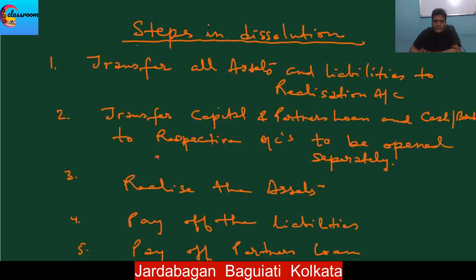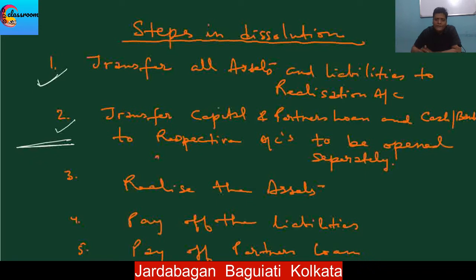The steps that we need to remember is, first we need to transfer all the assets and liabilities to realization account. Then we need to transfer the capital account and partners loan account and cash and bank balances to respective accounts to be opened separately. Having completed steps 1 and 2, we have emptied the balance sheet.